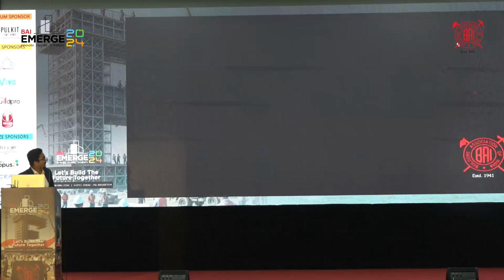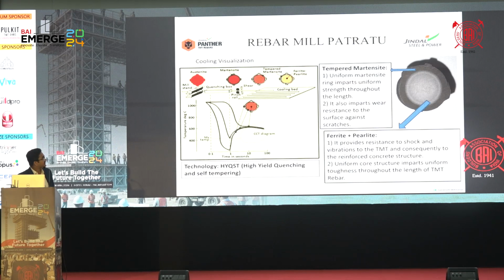To get this, there are different cooling setups. Circumferential nozzles will be there, and the surface will be cooled very fast from 800 degrees centigrade to 150 degrees centigrade. But in the core, it goes from 800 to 600 degrees centigrade. There is differential cooling between the core and the surface, and we will get this type of microstructure.